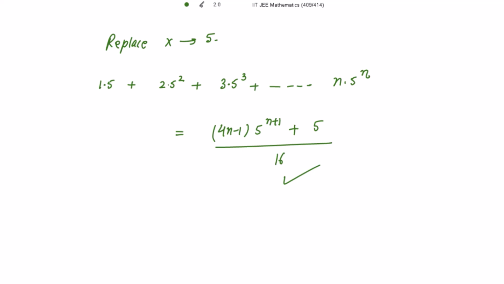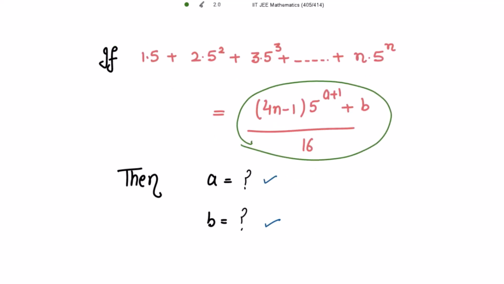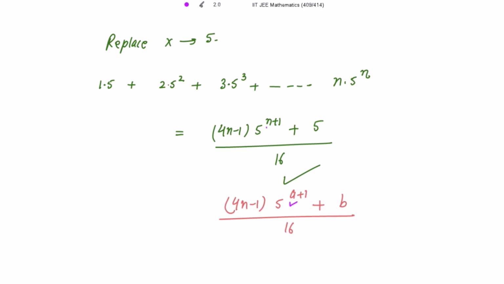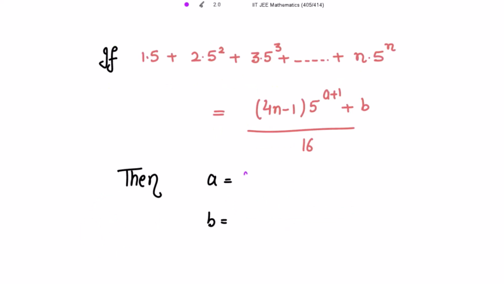So when you match this to the original right hand side, that is this one, we get the value of a to be as n. And the value of b is 5. So this is what is required. So a is equal to n and b is equal to 5.